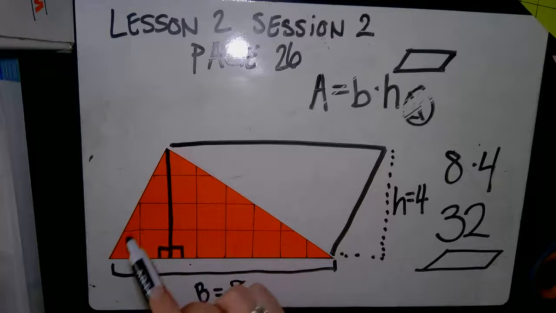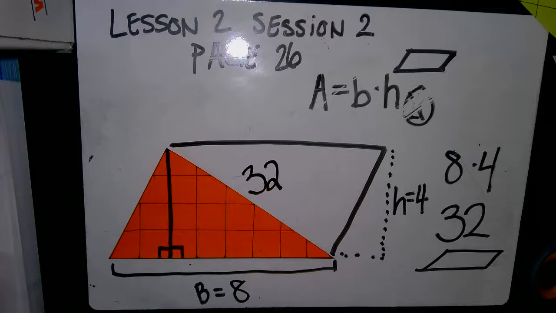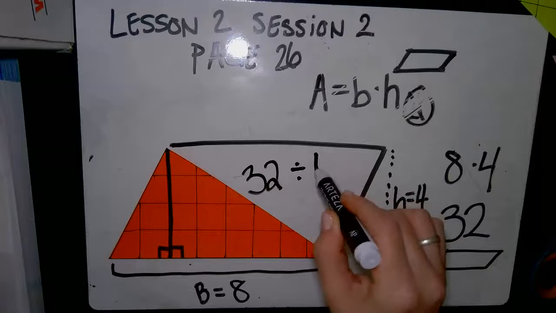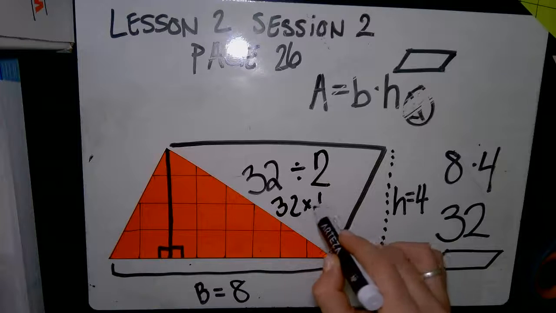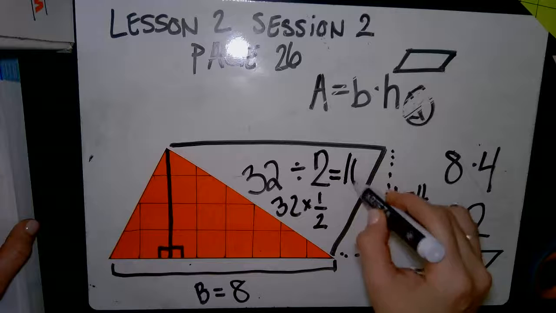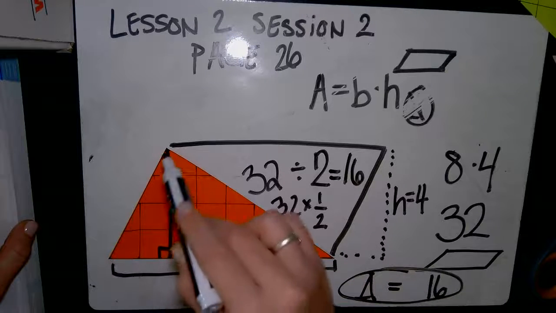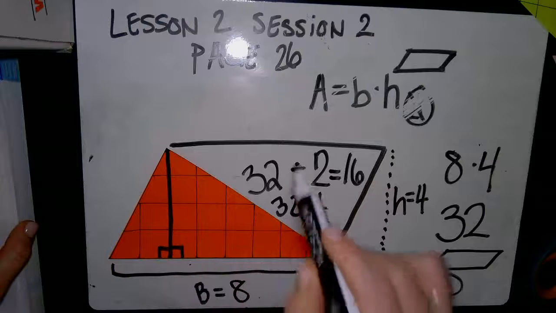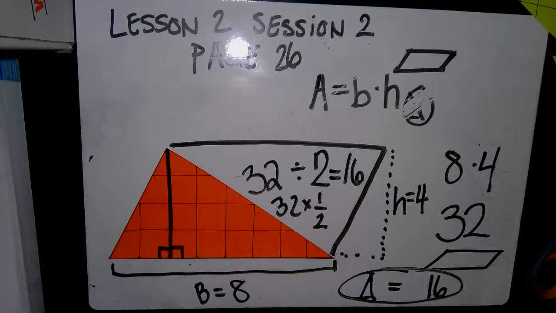Since this triangle is taking up half of my parallelogram and my entire parallelogram is 32, I need to cut this in half by dividing by 2 or timesing by 1/2 to get my answer. 32 divided by 2 is 16. So my area of just the triangle, just this part right here, is 16, because 16 plus 16 would give me 32. And now I know the area of my triangle.